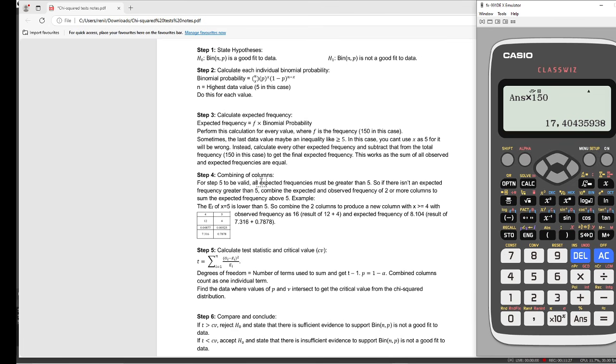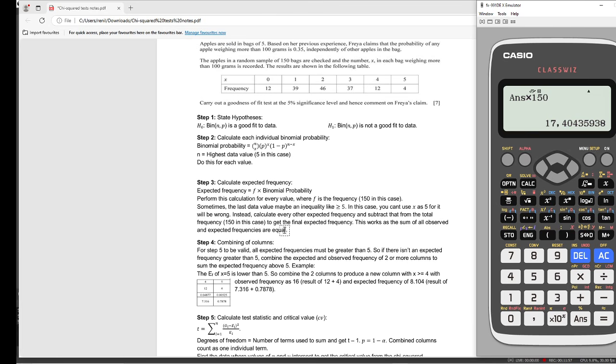Okay, step 4. This is an optional one because it doesn't happen all the time, but there are questions that have this. So for step 5 to be valid, you need to know that all expected frequencies must be greater than 5. How do we do this? Well, it's difficult because it's tricky and it just really loses marks easily. So if there is an expected frequency less than 5, you have to combine the expected and observed frequency of 2 or more columns and then sum up the observed and expected frequency.